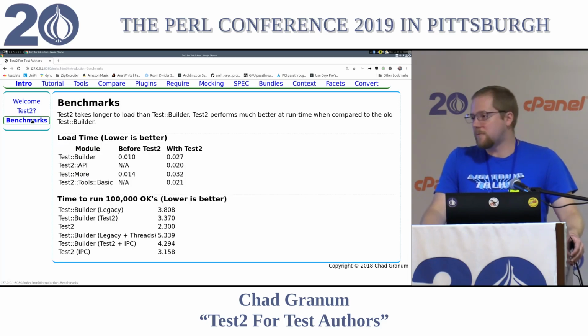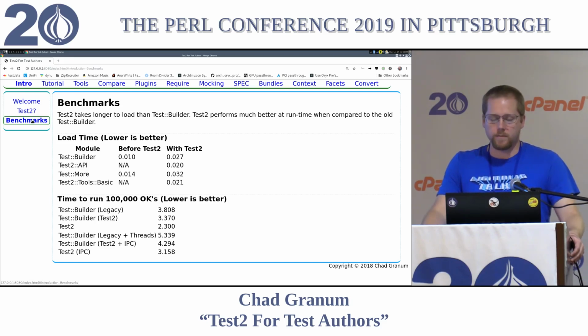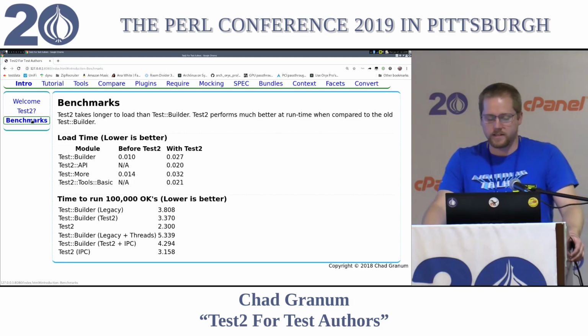So these are old benchmarks. I actually haven't updated these in a couple years. So they're no longer accurate, but they at least give a basic idea of where performance is. Basically, the legacy Test Builder before converting to Test2 had a much quicker startup time. So whenever you'd start a test, it would go a bit quicker. But Test2 has a much quicker runtime.